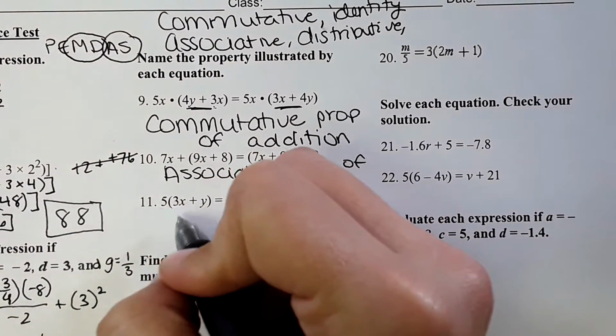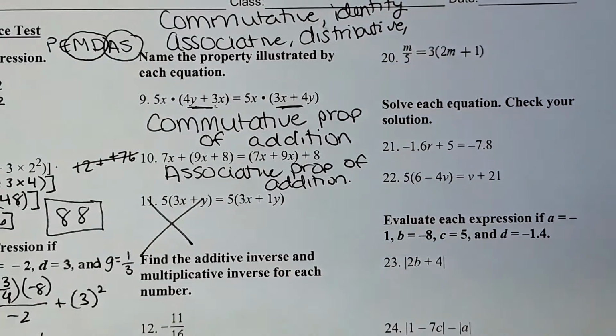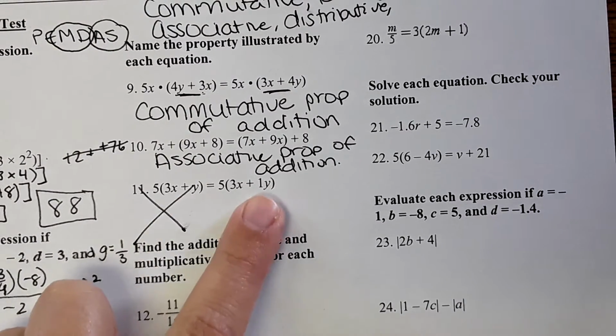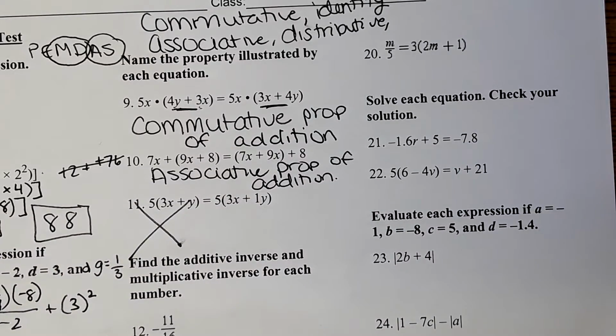The next one, cross it out. For whatever reason, the answer key says it's reflexive, which I would just say that's identity because we learned that 1 times y equals y. I'm just going to take it off.